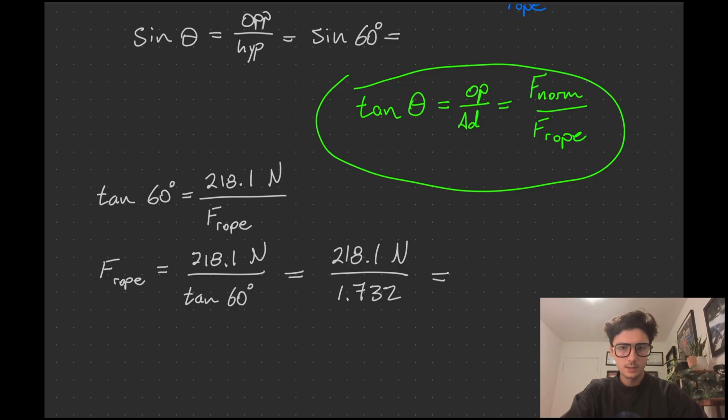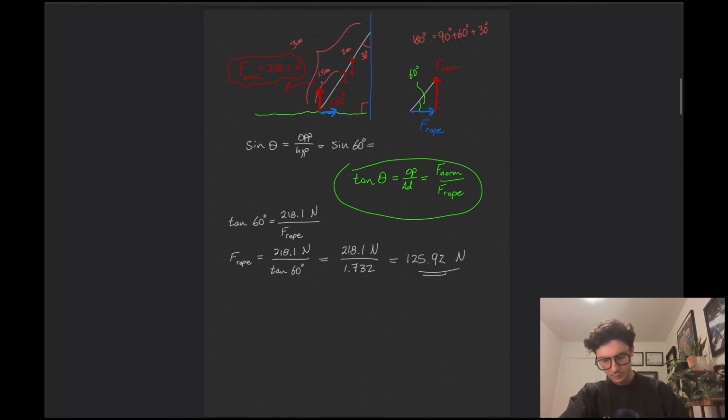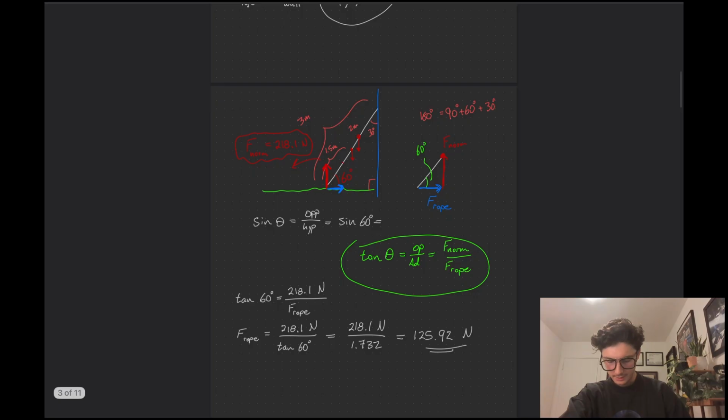So now let's do 218.1 divided by 1.732. This gives us 125. This is not good. 125.92 newtons. So this is the force of the rope, and the rope is already broken. And we didn't even include any information about where the monkey is chilling.